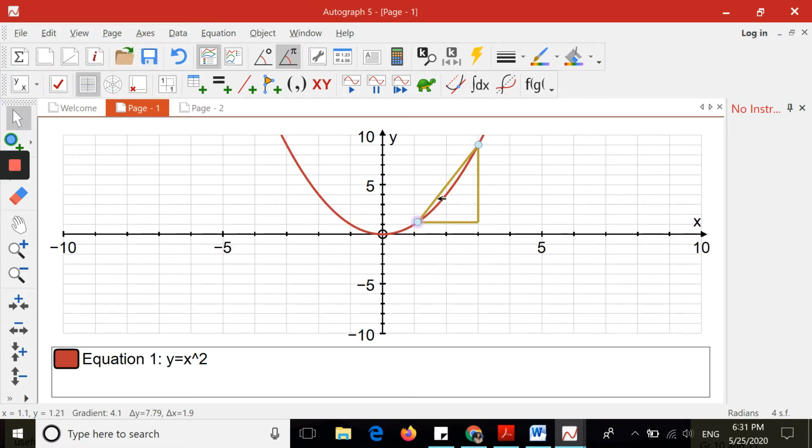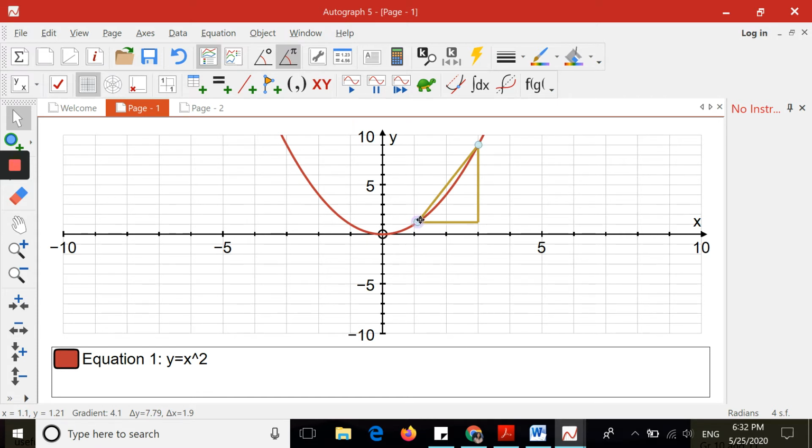So I will show you here. I already have x, as you can see here, it's like 1.1. I couldn't put it back, but x is equal to 1 when I did that. So it will automatically give you the value of y. And similarly, when x is 3, y is equal to 9.